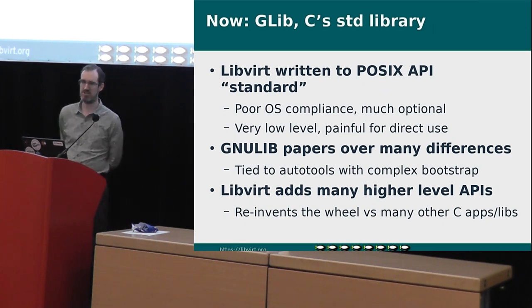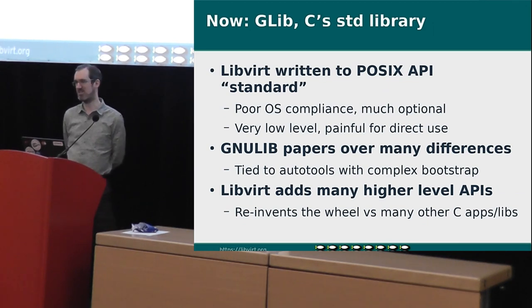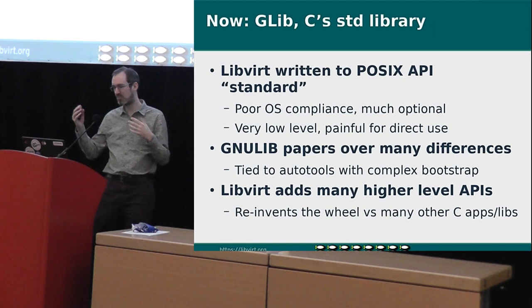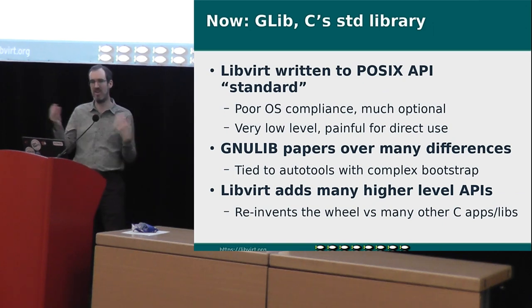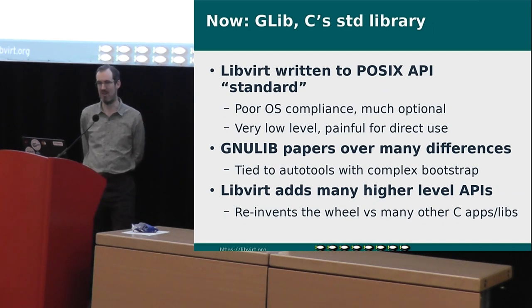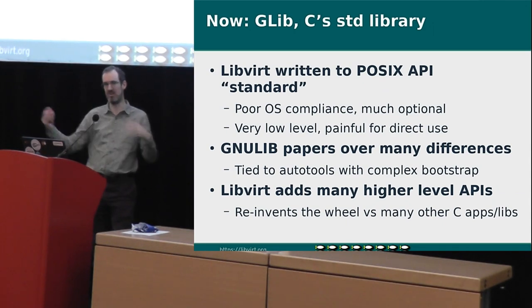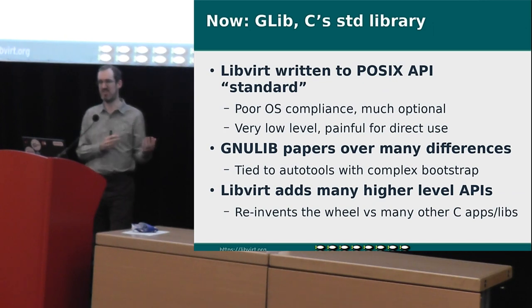So libvirt has also added a bunch of its own internal higher-level APIs for dealing with things like sockets and main event loops and all the other kind of things you would typically see in a standard library for a language. C really suffers from not having a higher-level standard library that is used everywhere, that you see in almost every other modern language. So it results in a lot of wheel reinvention in applications that are written in C or in libraries that are targeting C.